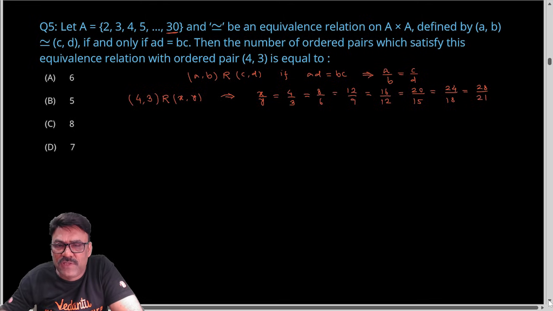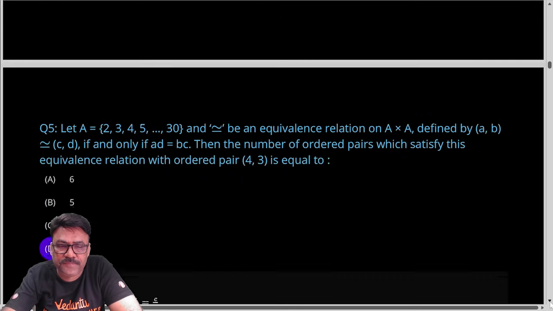So actually 4 comma 3 will be related with 4 comma 3, 8 comma 6, 12 comma 9, 16 comma 12, 20 comma 15, 24 comma 18, 28 comma 21. How many pairs are there? So 1, 2, 3, 4, 5, 6, 7. The total 7 pairs are related with 4 comma 3. Basically 4 into 1 till 4 into 7. Right?